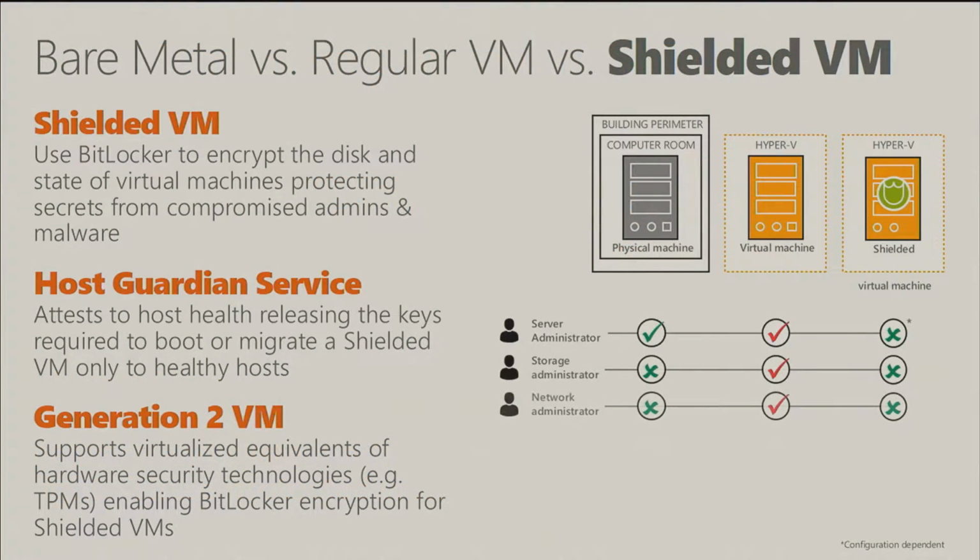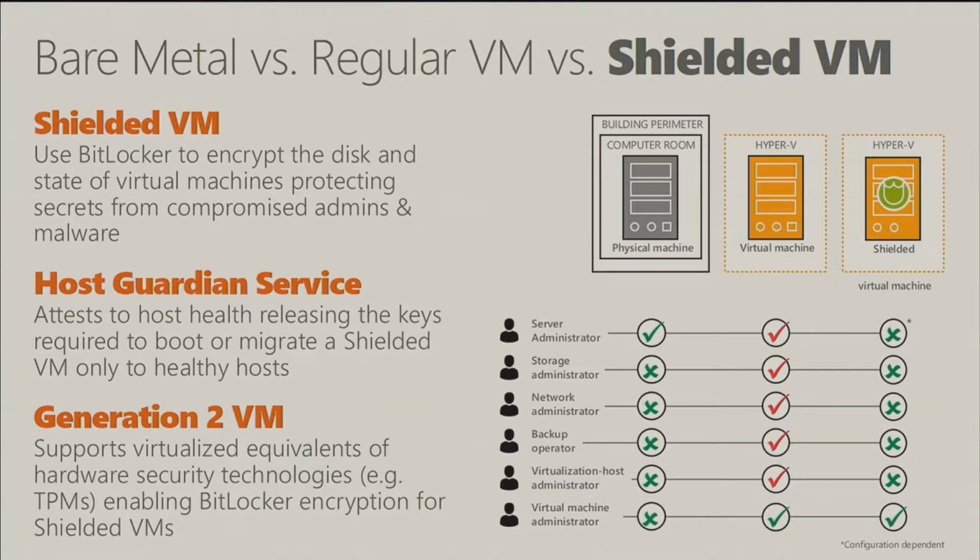So bare metal then versus regular VM versus shielded VM. A quick security comparison. If we look down the left-hand side, that's the bare metal box, physical. It's got a building perimeter with security guards and those stupid plastic gates that go up and down that you could drive through with a scooter. They appear to be effective, though.